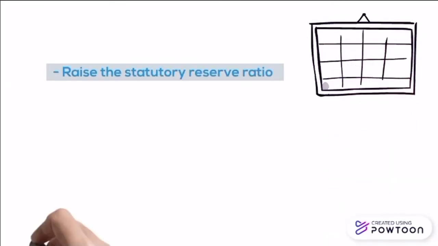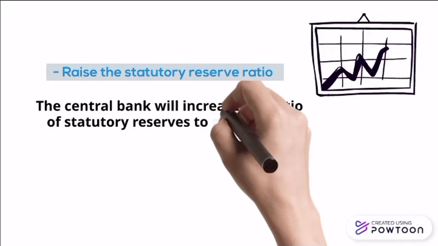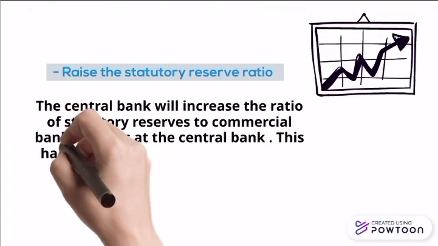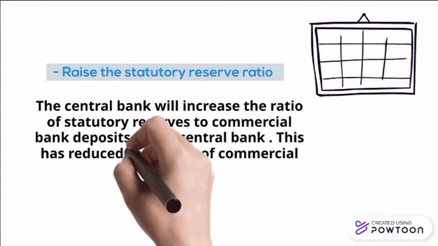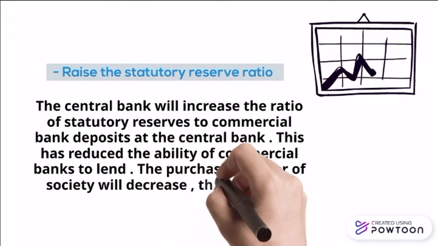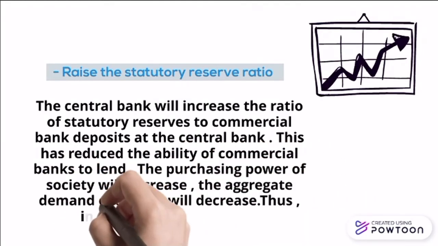During inflation, the central bank will increase the ratio of statutory reserves to commercial bank deposits at the central bank. This reduces the ability of commercial banks to lend. The purchasing power of society will decrease, and the aggregate demand of society will also decrease. Thus, inflation can be overcome.